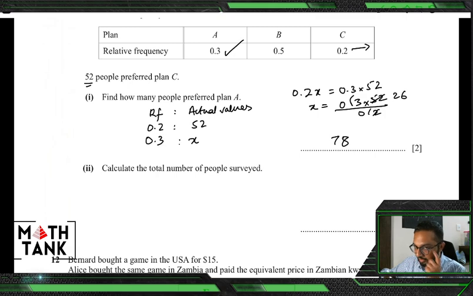It says calculate the total number of people. You could do it in the same way: 0.2 corresponds to 52, and I want a total relative frequency of 1. It's like probability, it adds up to 1. Or you could just calculate C and add that up again, and calculate B and add that up again.